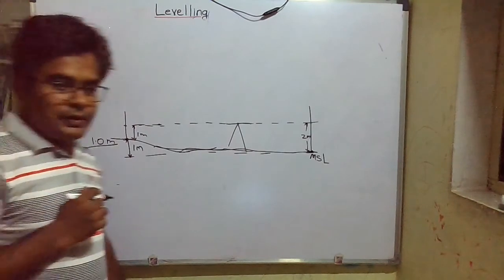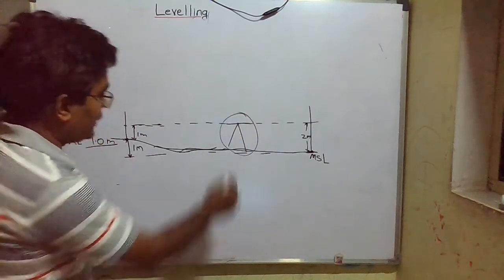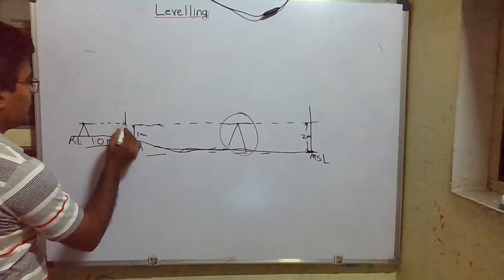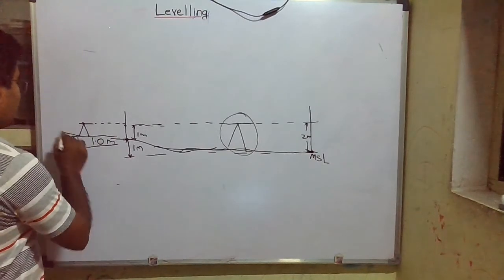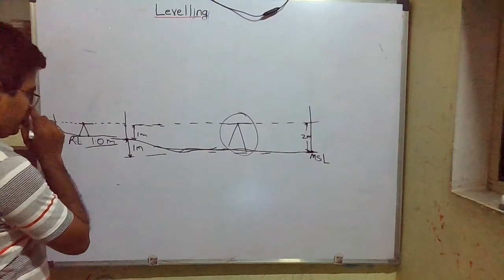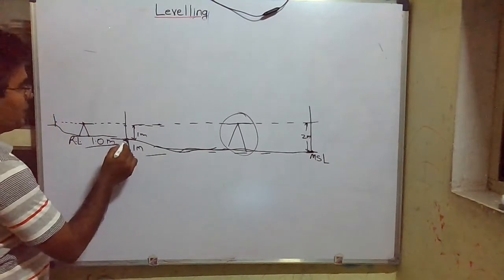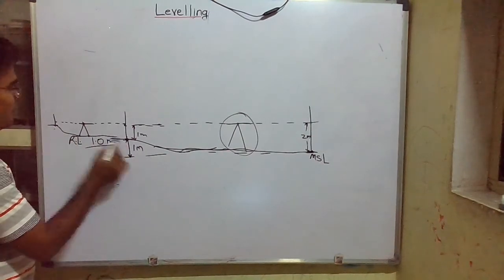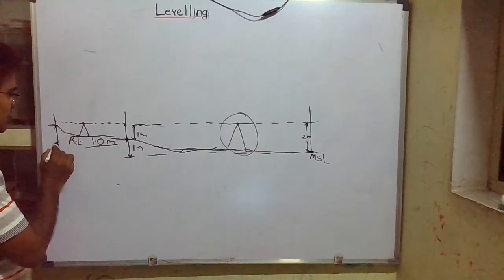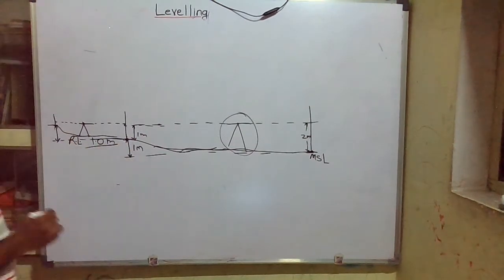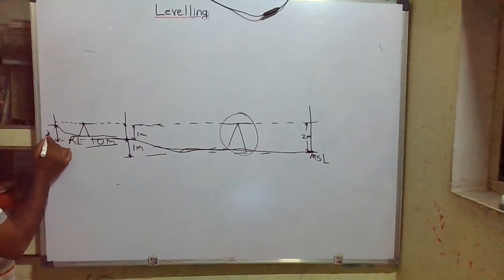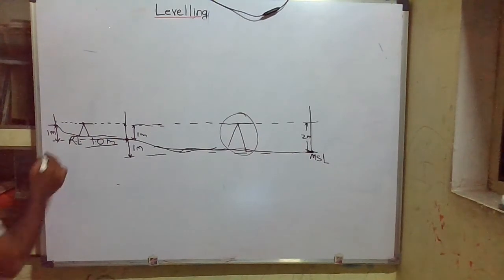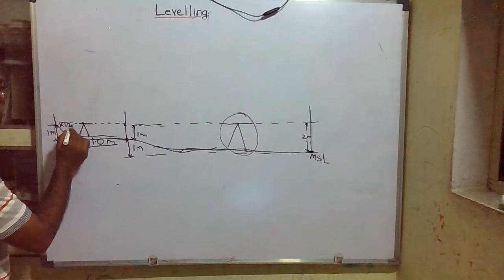Okay, again, by shifting this instrument to another location like here, we can find the reading at this point and at some other point at a higher location. Again we can find the vertical distance between these two points, and suppose this is again 1 meter. Then what is the RL of this point? The RL of this point is 2 meter.